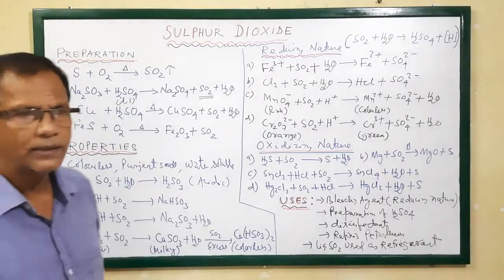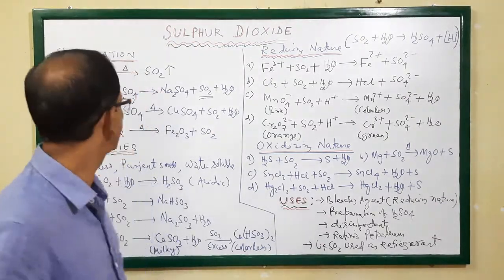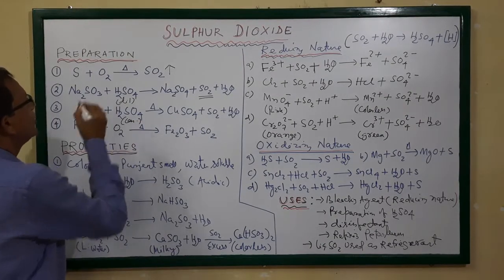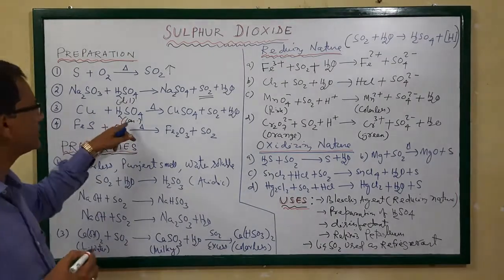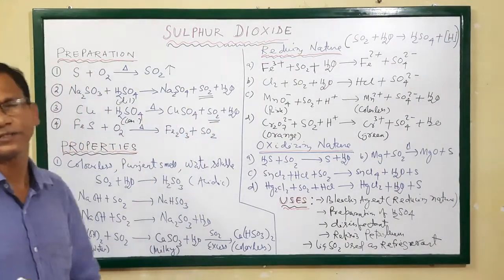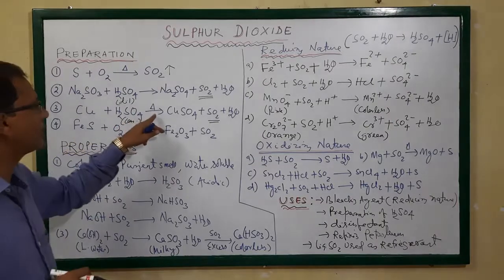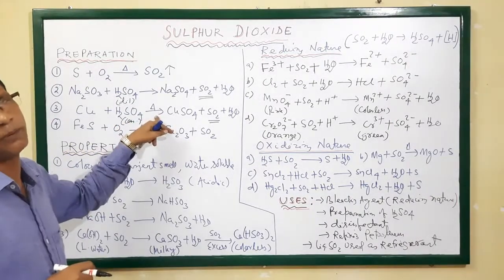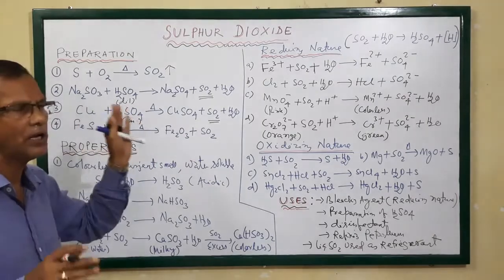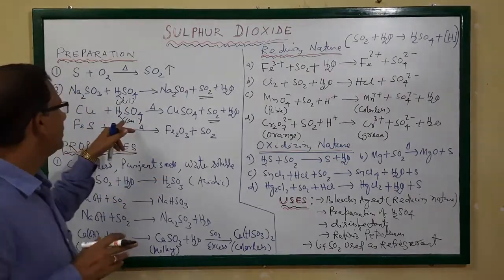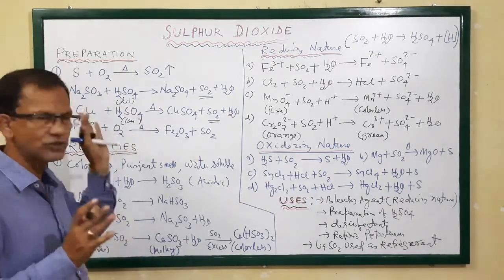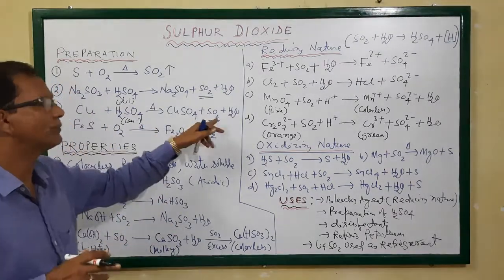When copper metal is heated in concentrated sulfuric acid, it produces sulfur dioxide gas. This is also one example of a laboratory method of preparation of sulfur dioxide. When copper metal reacts with sulfuric acid, and the solution is heated, it produces sulfur dioxide gas.